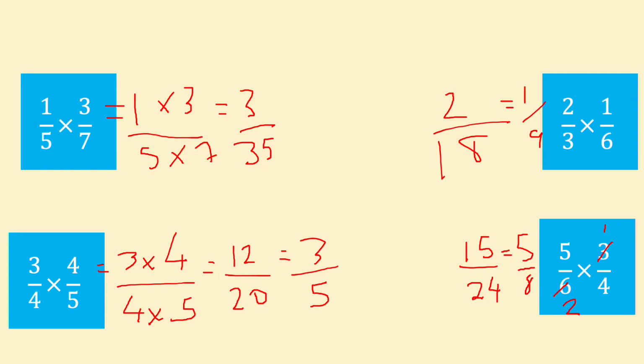Okay, and then here, I can cancel this, I get 1 and 3 there, which is 1 times 1 is 1, and 3 times 3 is 9. And then here I can cancel the 4 and 4, and I just get 1 and 1. So that answer would be 3 times 1, which is 3, and then 1 times 5, which is 5.